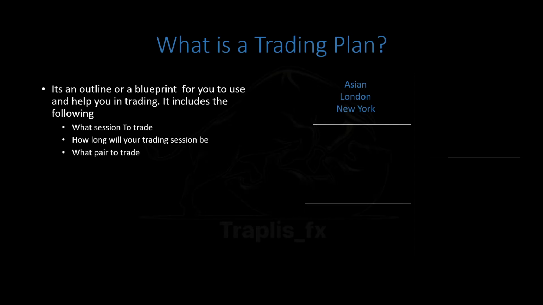Then what pairs are you going to trade? To pick a pair, it depends on the session you're trading. For example, if you pick the Asian session, you're going to be trading any pair that has JPY or has New Zealand or has Australian dollars. So that's for the Asian session. Why? Because during the Asian session, the European markets are closed and North American markets are closed. So that means the only thing that's going to be moving a pair is going to be the Asian pairs.